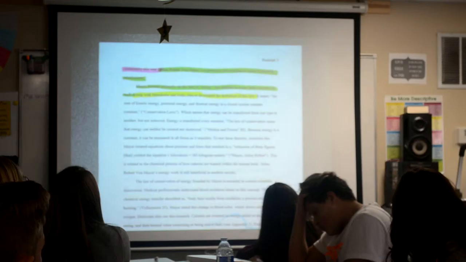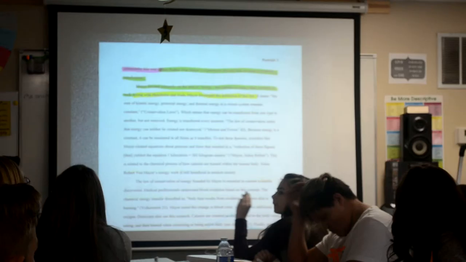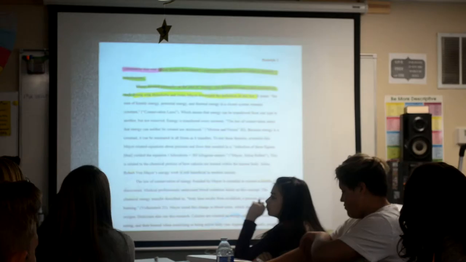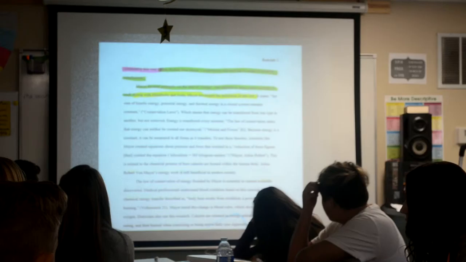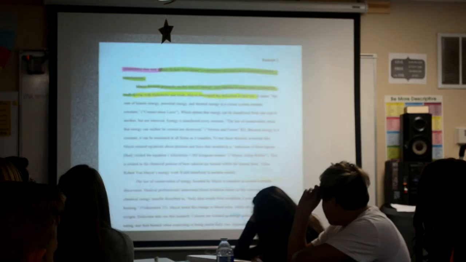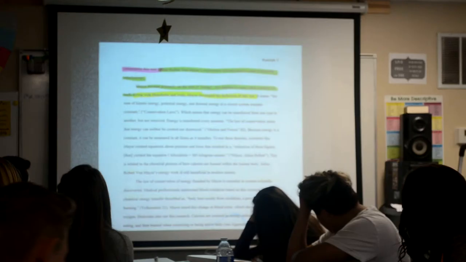How many reds do you usually have for your yellow? Two. You can have three, but why do that? Two is good, especially because we want you to have three yellows. You might as well just do two reds. Who wants to read that next sentence? Go ahead. It states, the sum of kinetic energy, potential energy, and thermal energy in a closed system remains constant, which means that energy can be transferred from one type to another, but not removed. Do you think those are the reds?